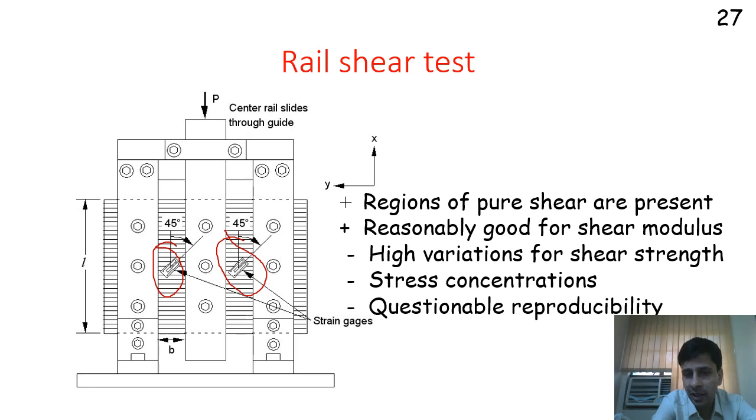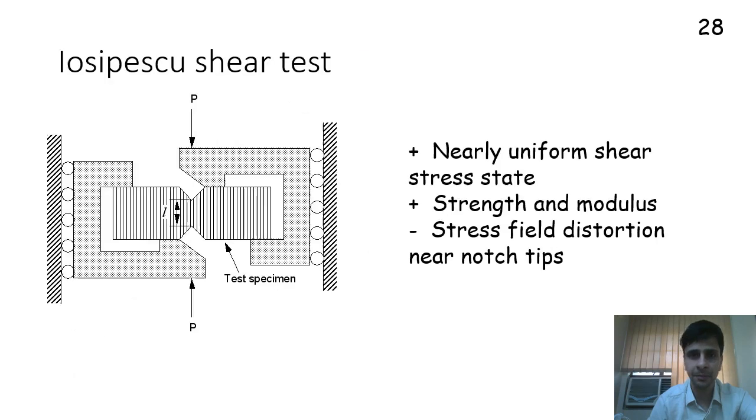Not so much for shear strength, because there are holes here where you have stress concentrations. Depending on how the hole was made, who is performing the test, the reproducibility is difficult, where test results by one person can vary from test done by another person, or one lab can vary from another lab. This is a good method only if you are interested in the shear modulus only.